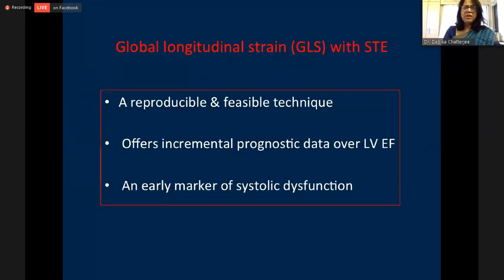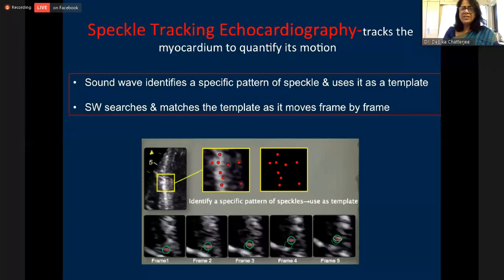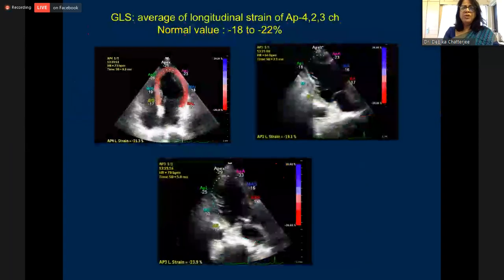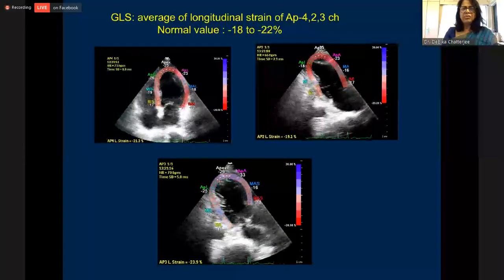A very modern technology is the global longitudinal strain with speckle tracking echocardiography, which is said to be a very reproducible and feasible technique also. It offers incremental prognostic data over LV ejection fraction, and the literature has shown that it is an early marker of systolic dysfunction. This is done by using software called speckle tracking echocardiography, where we assess the motion of the myocardium.